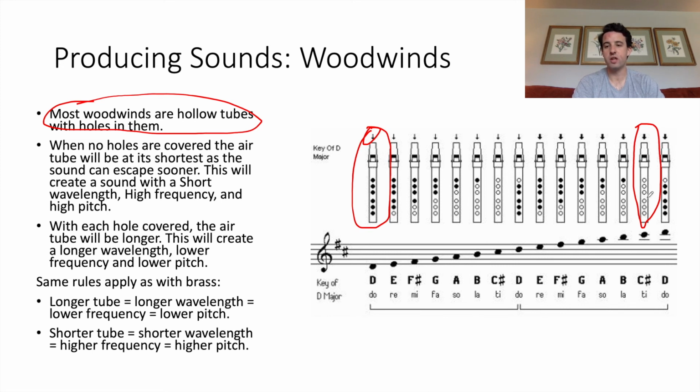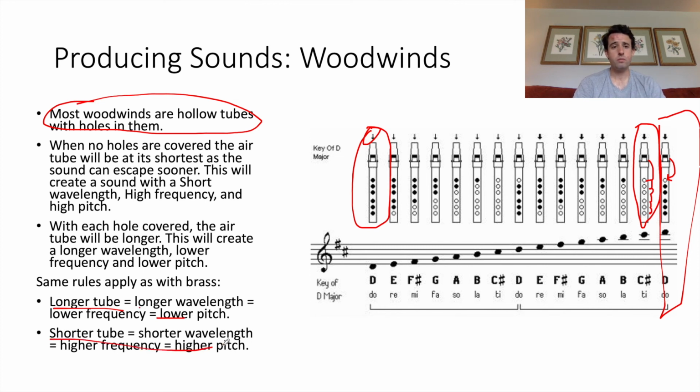It looks like the last one, the D at the very end, they cover all the holes except for the first one. So in that situation, all the air is going out that first hole. So that's how it produces that super, super high pitch, because everything has a super, super short wavelength. Versus with the C sharp, all the holes are exposed, so it would be a little bit different. You'd have slightly longer wavelengths as well as that really high wavelength. So the same rules apply as with brass here. A longer tube means a longer wavelength. A shorter tube means a shorter wavelength.